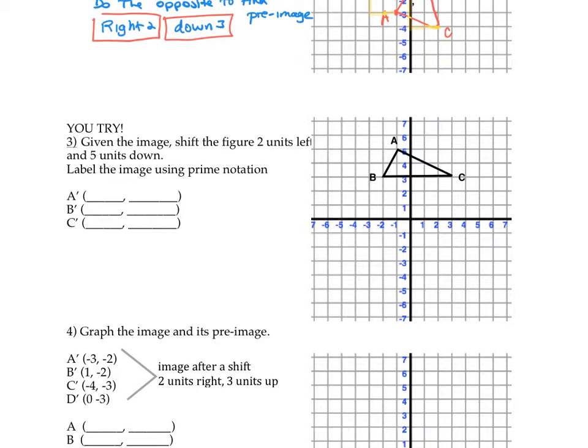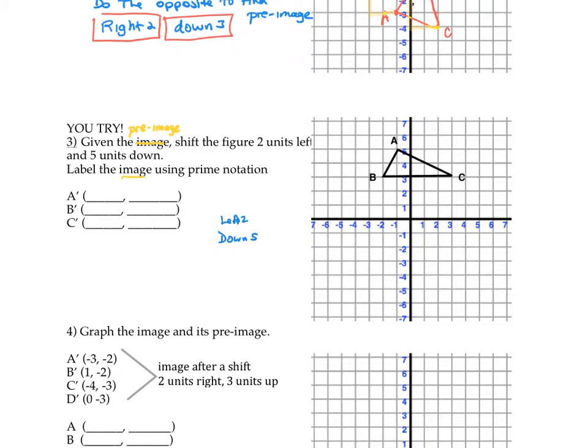Okay, we have a little typo here. It says given the image, and it should say given the pre-image. Shift the figure 2 units left and 5 units down, and then label the image using prime notation. Okay, so we want to go left 2, and then we want to go down 5. Alright, so lift off the T there.